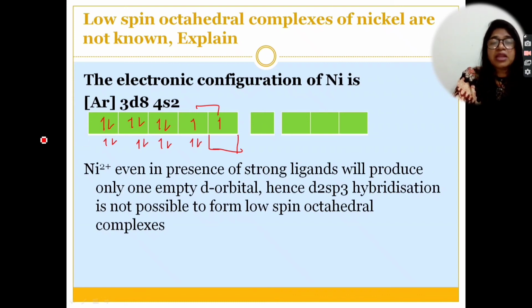If it is 1 mark, you can even write like this: Ni2+, even in the presence of a strong ligand, will produce only one empty d orbital. Hence, d2sp3 hybridization is not possible to form a low spin octahedral complex.